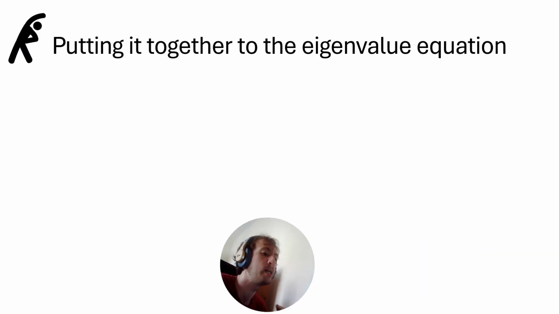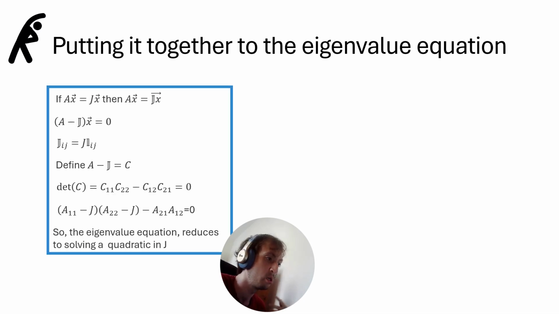So we've now really covered all the maths and we can put it all together. Really summarising what we had on the last slide, essentially our eigenvalue equation reduces to finding the determinant of a matrix C, and because C is defined to be A minus the matrix version of the eigenvalue J, finding the determinant of C reduces down to actually solving a quadratic in terms of J, our eigenvalue that we're trying to find.